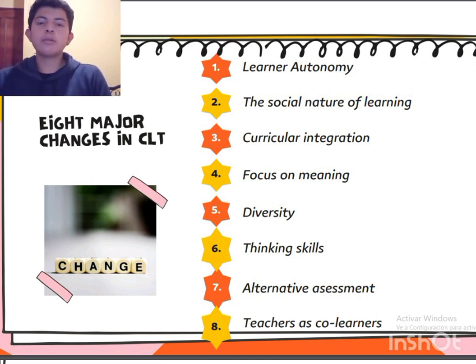Thinking skills. Language should serve critical and creative thinking. This means that they learn in order to apply their thinking skills in situations beyond the school. Alternative assessment. New forms of assessment are needed to replace the traditional ones. For example, observation, interviews, journals, or portfolios. And teachers as co-learners. Teachers are viewed as facilitators who are constantly trying new learning alternatives, for example, classroom investigation.